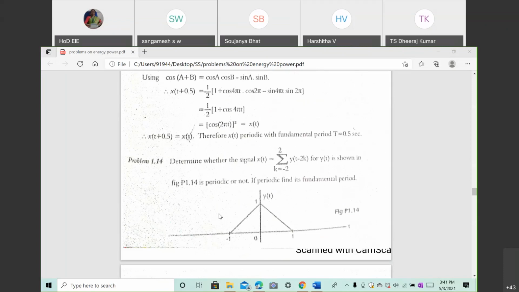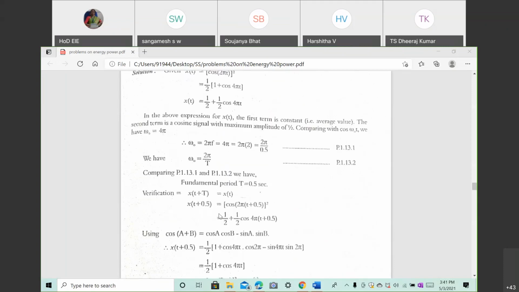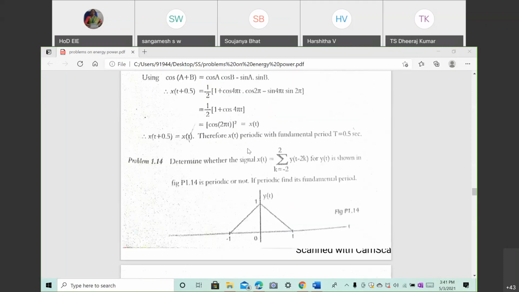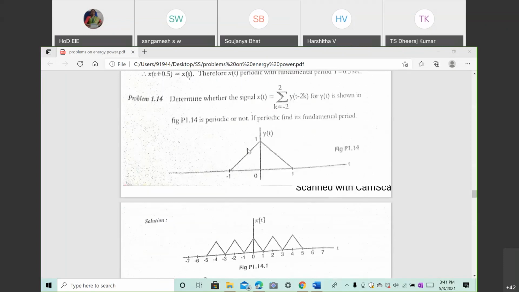Next, we'll see the earlier problem. It is a given equation. Now they will give the waveform and they will ask us to determine whether the signal x of t is equal to summation k equal to minus 2 to plus 2 y of t minus 2k, for y of t shown in the figure, is periodic or not. If periodic, find its fundamental period.